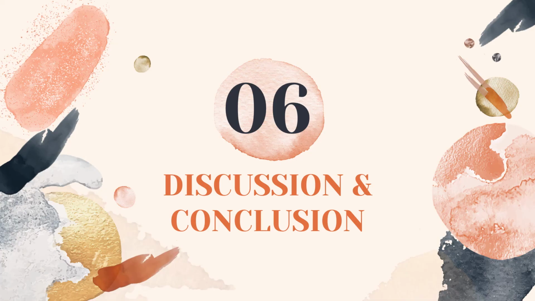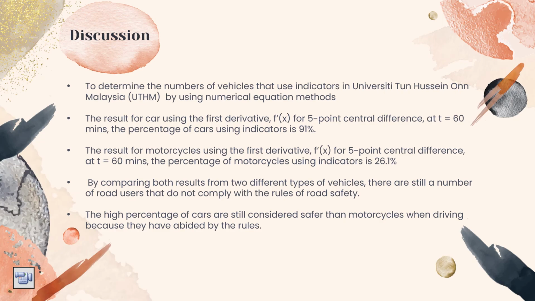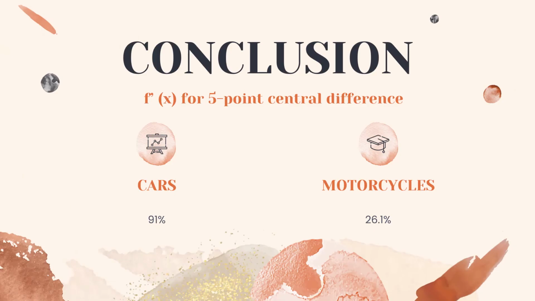Moving on to the sixth one, discussion and conclusion. In conclusion, approximate values at 60 minutes should be able to be obtained by calculating using the suitable and right formula contained in the numerical differentiation topic. The formulas that can be used have been listed in the methodology slide.